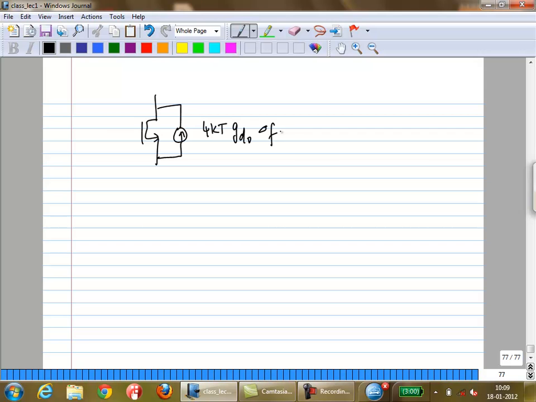We are going to write it in a slightly different form. We are going to write it as 4kT γ GD0 Δf, and we're going to say γ equals 1 in triode. The reason we want to do that is because you will find that the noise of the MOSFET in the saturation region also has a similar form.